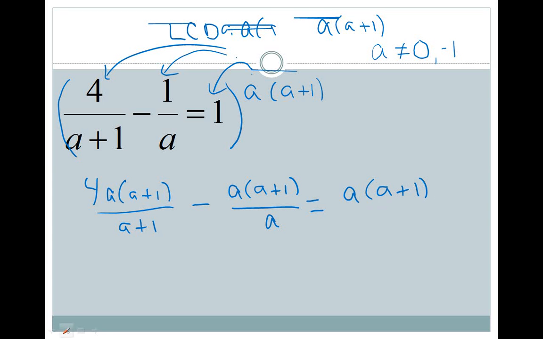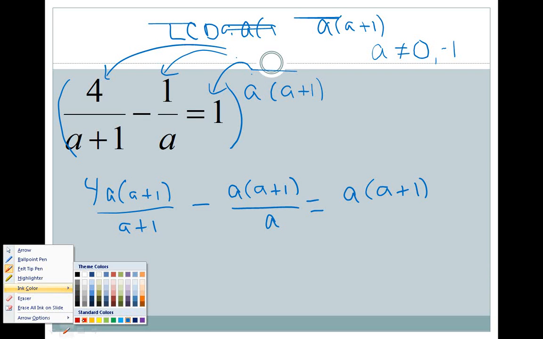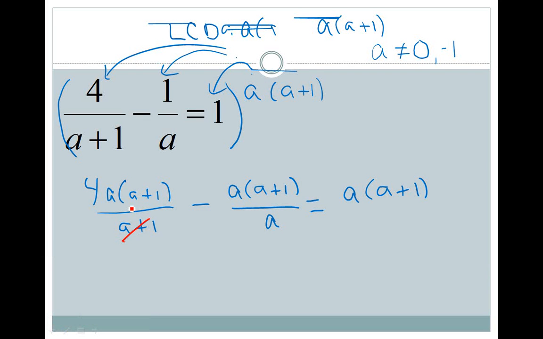So you can see what happens switching our colors back again so we can see the contrast here. The a plus 1's cancel. The a's cancel, and now we have something that doesn't have any fractions in it anymore. So that's now just 4a minus, careful, minus something in parentheses, so minus a minus 1 equals a squared plus a. So giving you a second just to make sure you see how all of that works, and then hopefully you remember all of your great skills about collecting like terms, and then when you have squared terms, we're going to need to try to factor this.